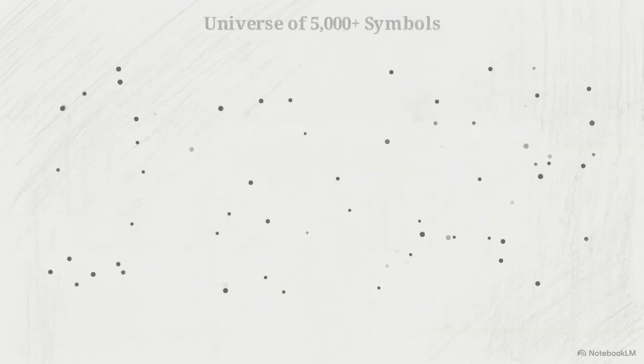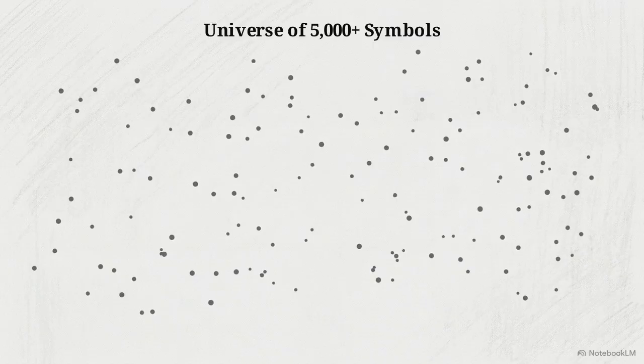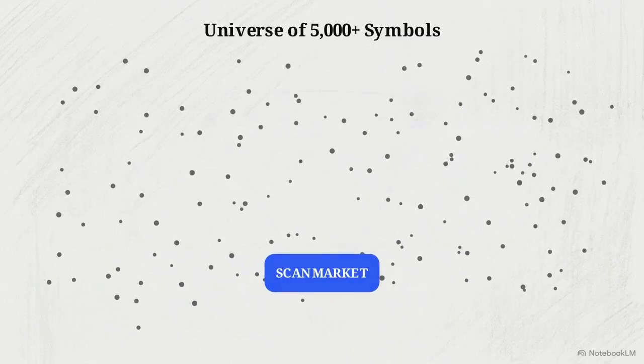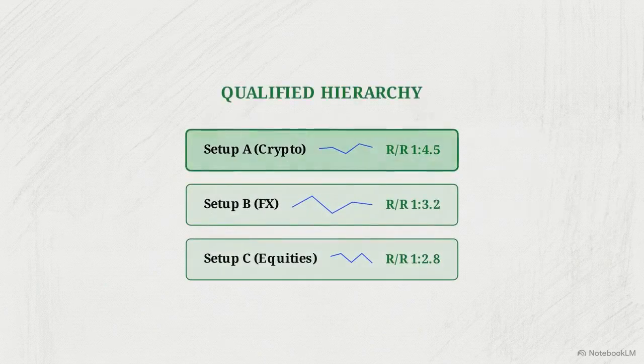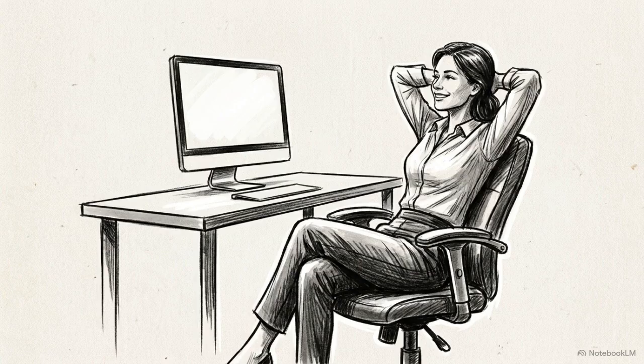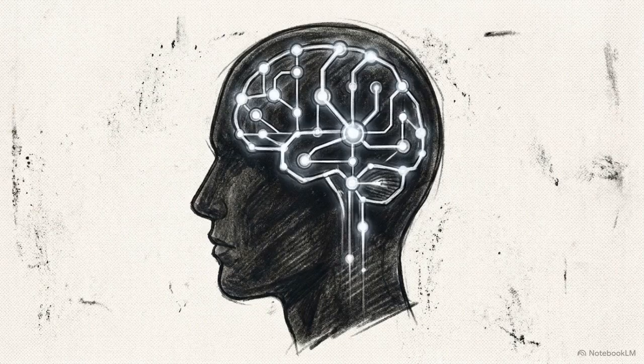Your daily process is now entirely different. You no longer open the platform wondering what to look at. You press a button, the scanner applies the rules, and it presents you with a qualified hierarchy. This eliminates emotional bias and drastically reduces decision fatigue. Most importantly, it keeps your brain's encoding gate open for when you actually need it.